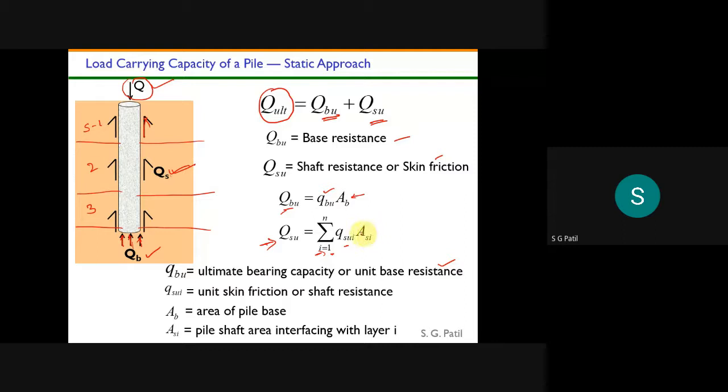What is this qsui? It is the unit skin friction or shaft resistance. What is ASI? ASI is your pile shaft area. If you have a circular pile, then it will be pi d into L. That will be your surface area.